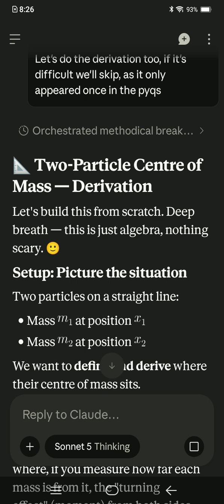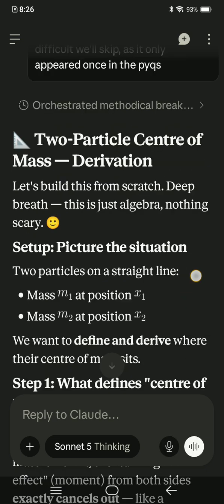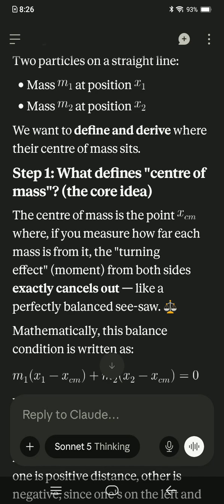Okay, so two particles, center of mass derivation. Let's build this from scratch. Deep breath. This is just algebra, nothing scary. Set up. Picture the situation. Two particles on a straight line, m1 at position x1 and m2 at position x2. We want to define and derive where their center of mass sits. What defines center of mass? The core idea: center of mass is point x cm, where if you measure how far each mass is from it, the turning effect, the moment, from both sides exactly cancels out like a perfectly balanced seesaw.